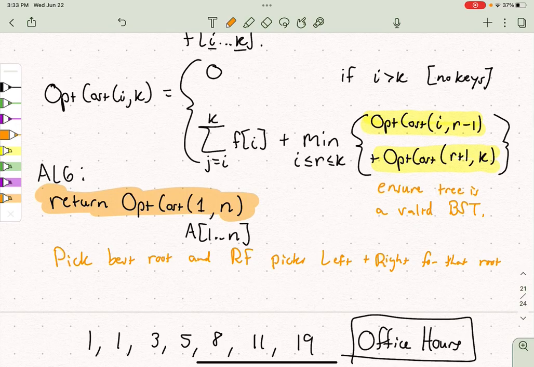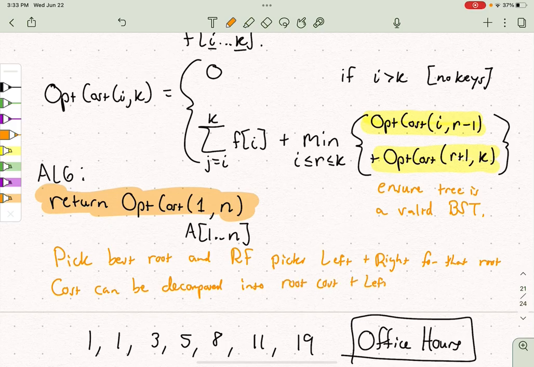And so the fact that the cost can be decomposed into root cost plus left cost plus right cost implies the total cost is optimal. It's optimal because we optimized each individual component. And induction implied that we could do the left and right part successfully. So that gives the overall proof, the correctness. And that's it.